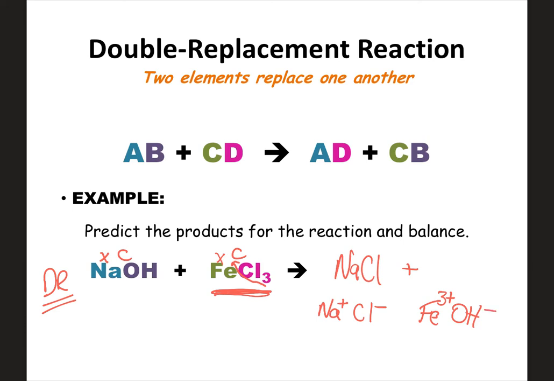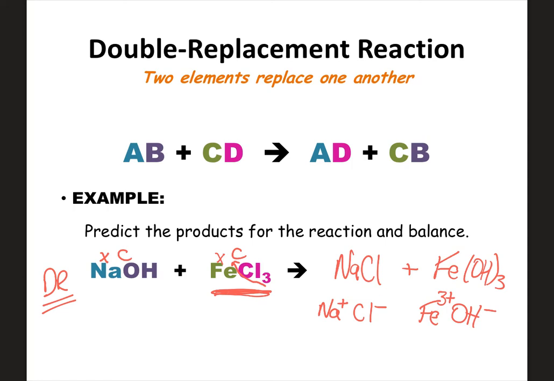So now when you do your symbols, charges, and then crisscross, we get Fe and then OH3. Make sure you have your parentheses, because that's a polyatomic. You're bringing a number down to a polyatomic that's greater than 1, so that polyatomic needs to be in parentheses. Okay, so those are your products that form. Now you just need to balance it.